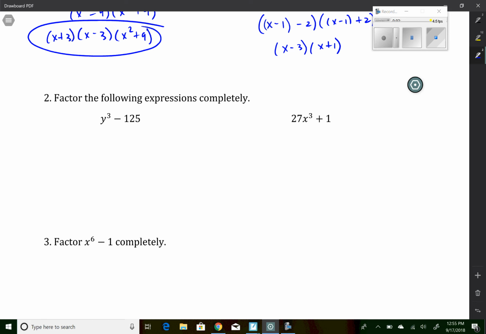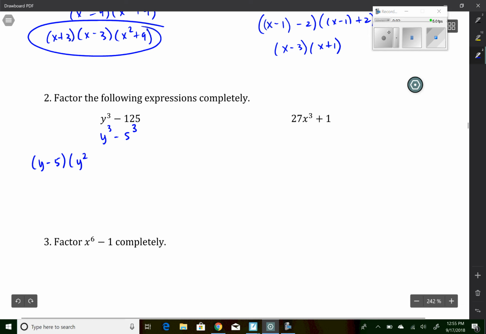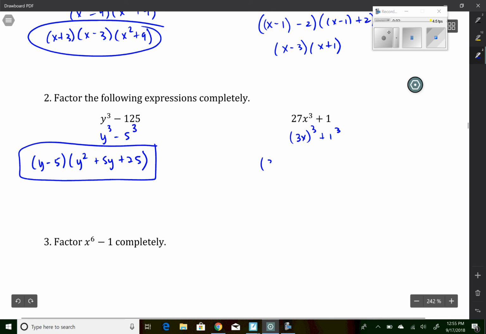Next one, y cubed minus 125. This is the same thing as saying y cubed minus 5 cubed. So then I'm going to put into parentheses (y minus 5)(y squared plus 5y plus 25), just following the pattern and the rules from before. For the next one, I have 3x cubed plus 1 cubed. That's going to become (3x plus 1)(9x squared minus 3x plus 1). The 9x squared comes from me squaring 3x.